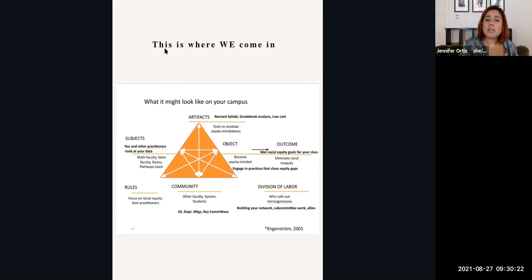Artifacts include revising your syllabi, doing a gradebook analysis. I told you the story about how some of my colleagues look at their gradebook to really analyze where our students are and where we're losing them. And low cost, zero cost. I know that this is something that our campus, our district has really been pushing, so that we can make college classes more affordable.